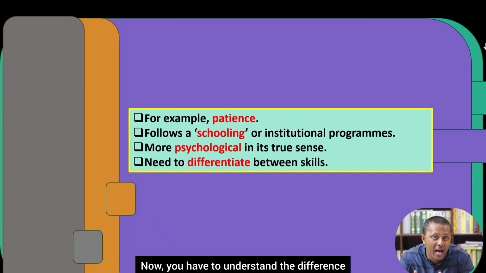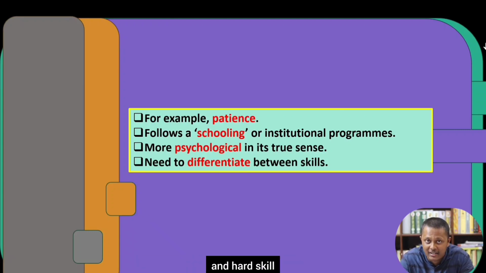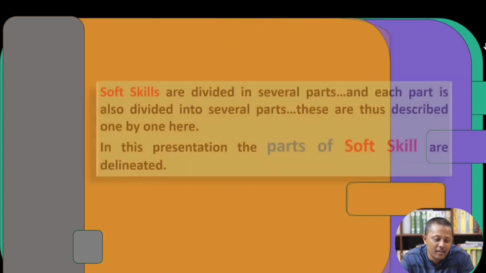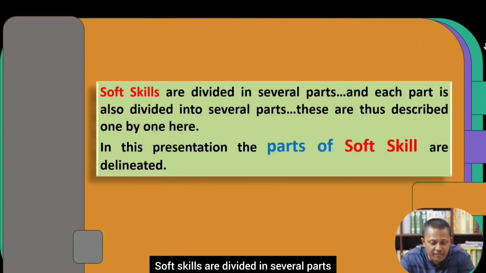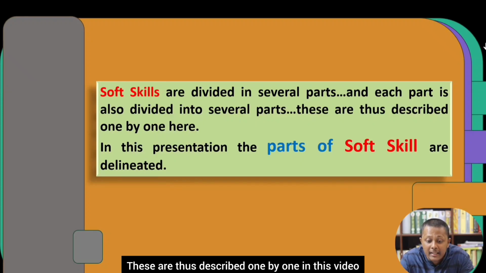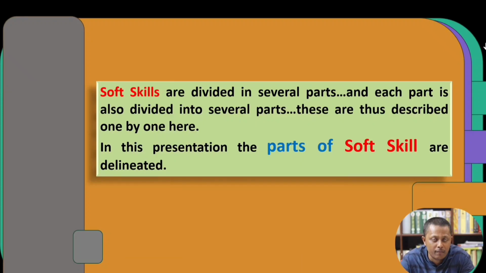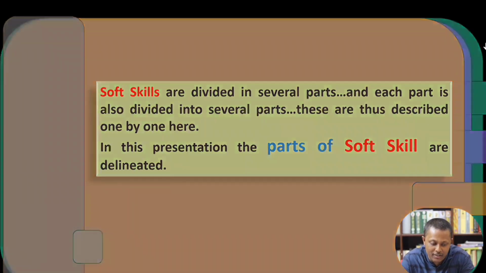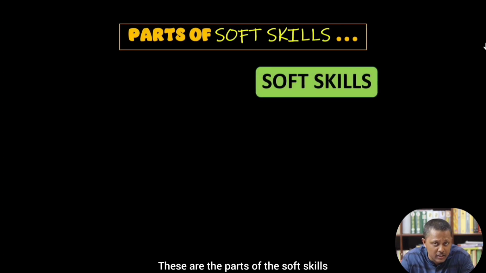Now, you have to understand the difference between soft skill and hard skill, and only then can you understand what exactly soft skill is. So, you need to differentiate between skills. Soft skills are divided into several parts, and each part is also divided into several parts. These are thus described one by one in this video. So, in this presentation, first we need to understand the parts of soft skill as expressed. These are the parts of the soft skills.